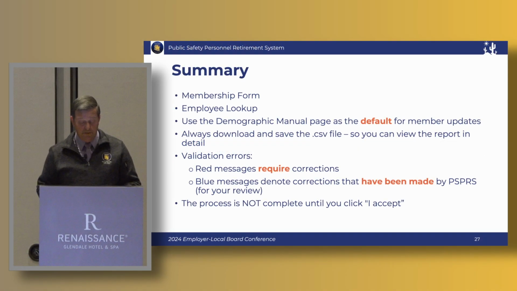So in summary, so far what I've talked about today was the P1 membership form, when to send it to us, why we need it, mainly for the member's beneficiary. Employee lookup, determining what tier they're in, if they're brand new to the system or not. Using the demographics manual page, mainly concentrating on the employment statuses, ensuring that that is accurate in a timely manner.